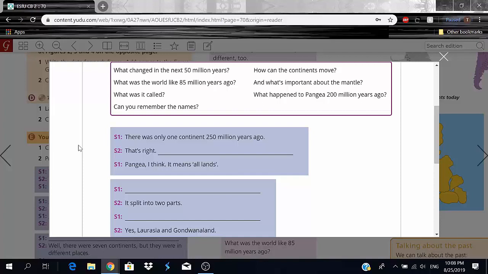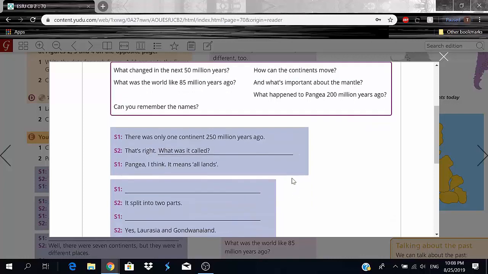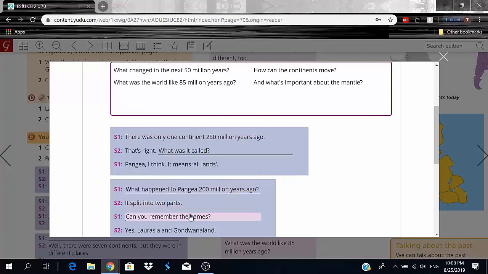There was only one continent 250 million years ago. That's right. What was it called? Pangaea, I think. It means all lands. What happened to Pangaea 200 million years ago? It split into 2 parts. Can you remember the names? Yes. Laurasia and Gondwanaland.